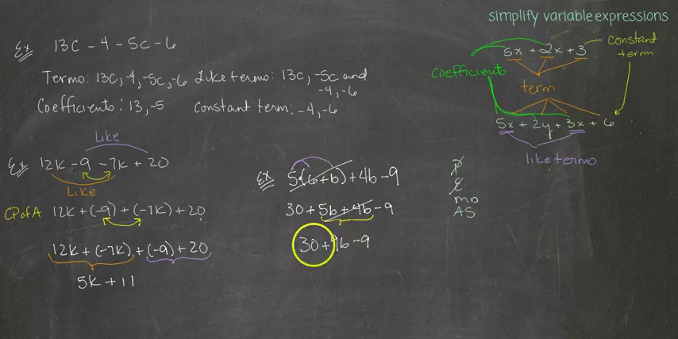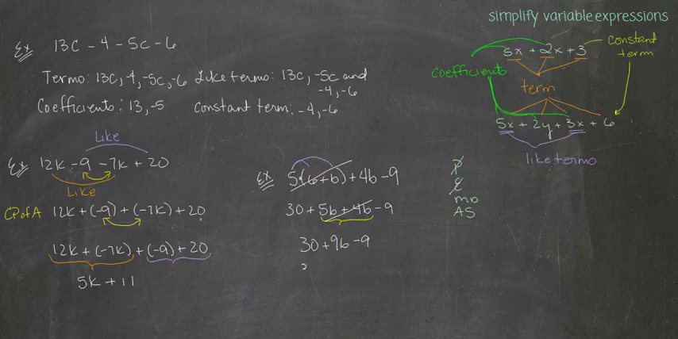Okay, now I've got some trouble because I know I can combine 30 and 9 because they're both like terms, but I have this 9b in the middle. No big deal. I'm going to use the commutative property of addition. Oh, look, this is subtraction. I'm going to have to make a conversion to addition.